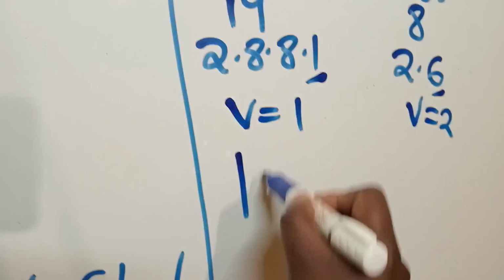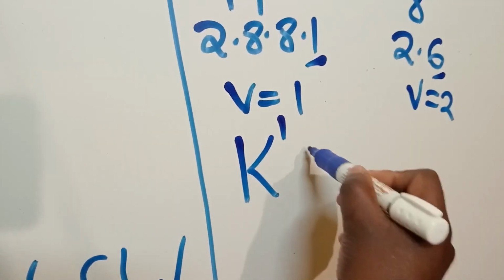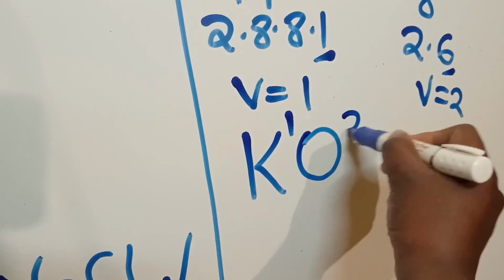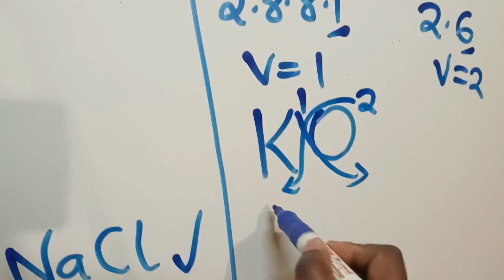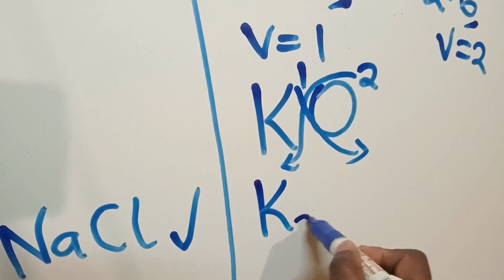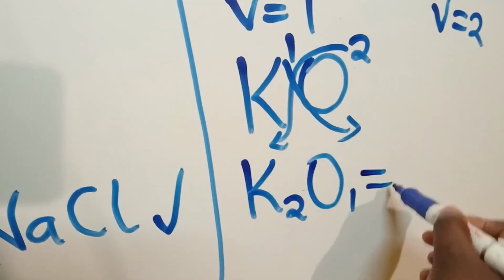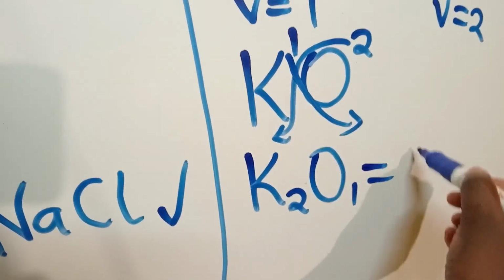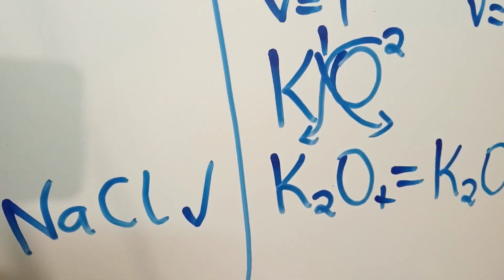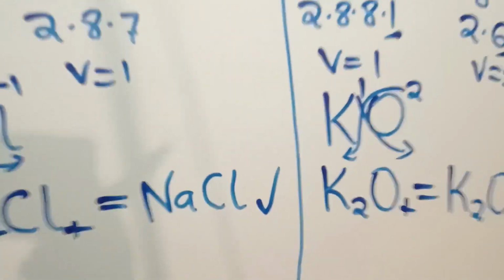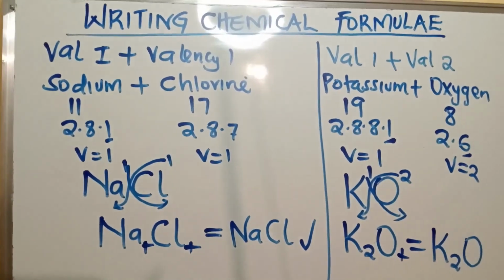So then we write the symbol for potassium, writing the valency for potassium on top. Then we have the valency for oxygen at the top, and then they exchange. So potassium gets the 2 from oxygen, while the oxygen gets the 1 from potassium. So the final formula becomes K2O after we have ignored the 1 which is for oxygen. So I hope you can see.